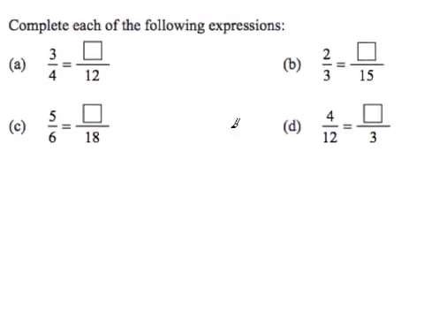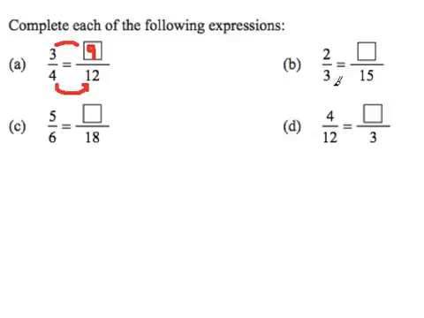Let's have a look at these examples then. So completing each of the following expressions, if it's 3 out of 4, what would it be out of 12? So we just look at what we've done here, and it's just timesing it by 3. To make it equivalent, we just need to times the top by 3 as well. So this would be 9 out of 12.